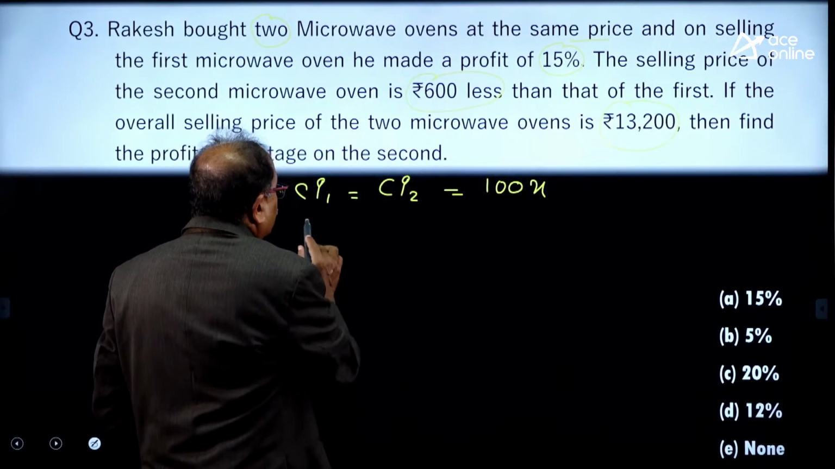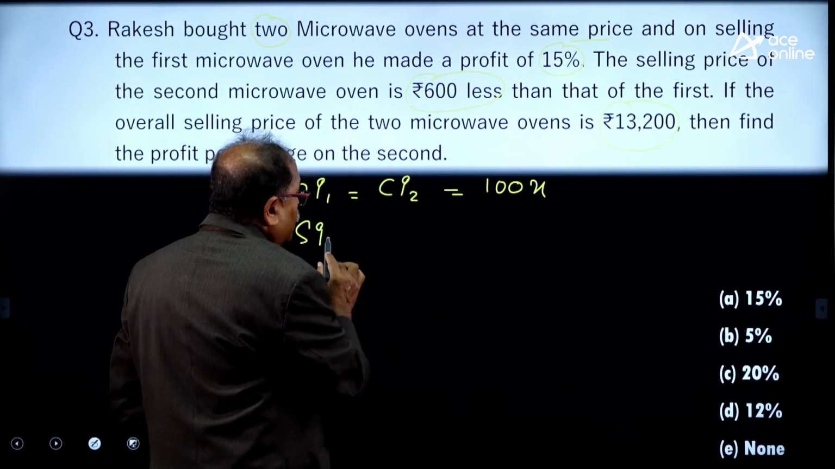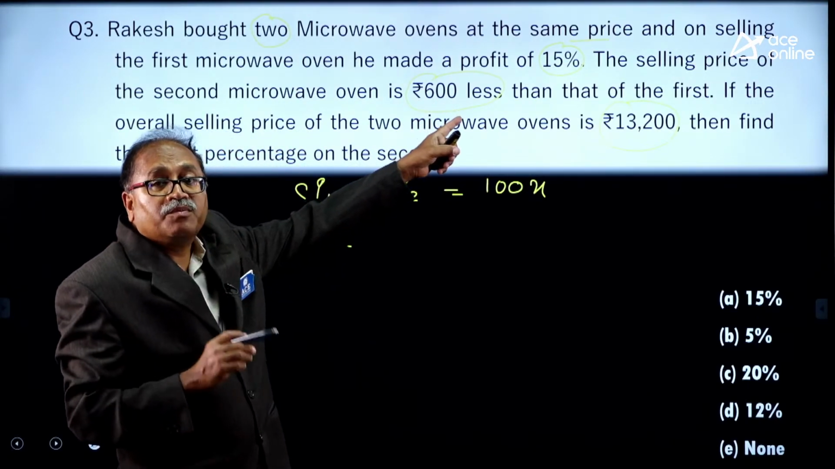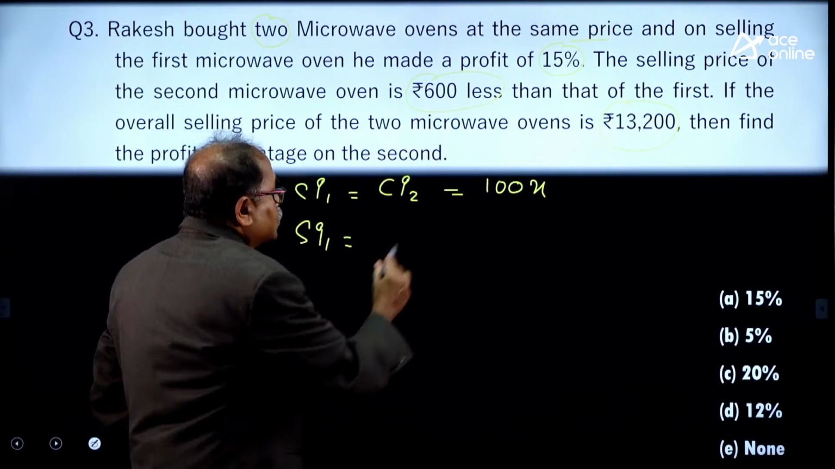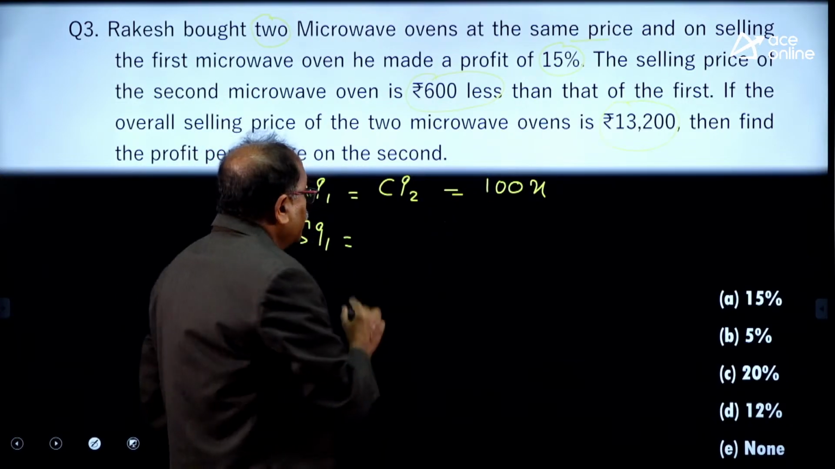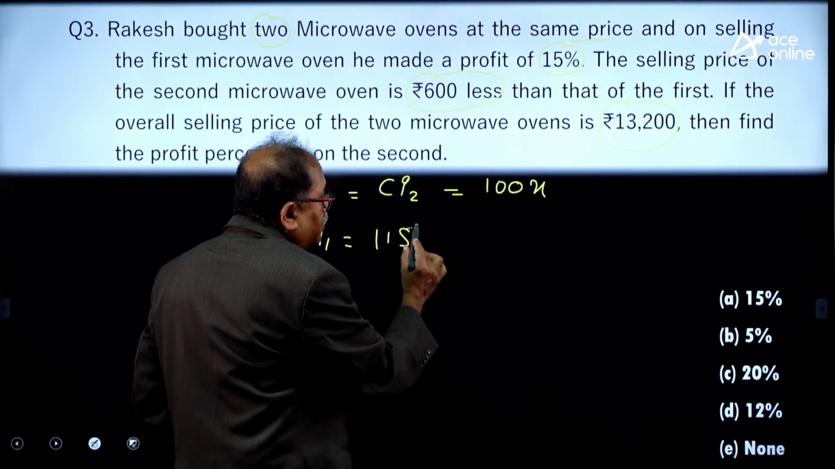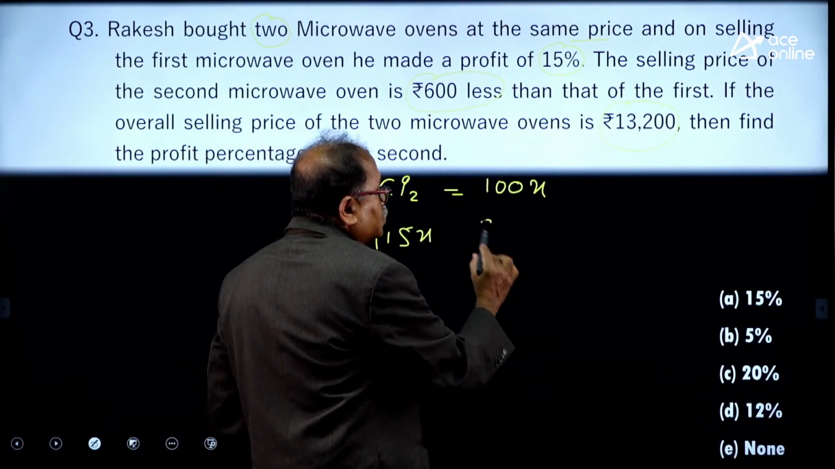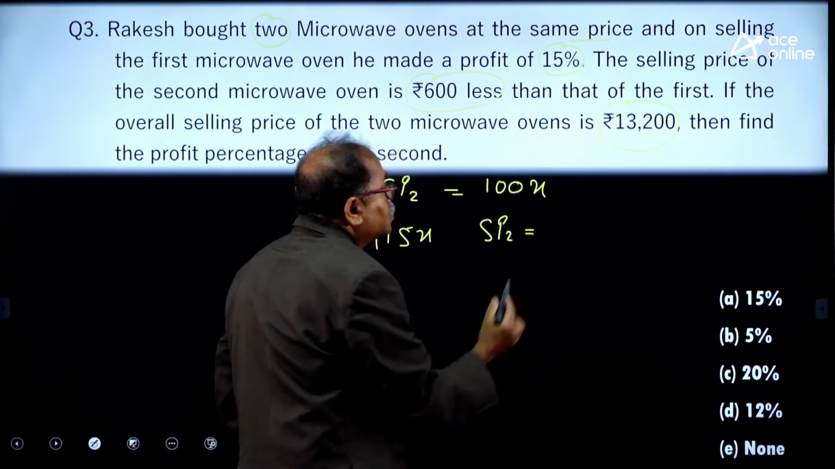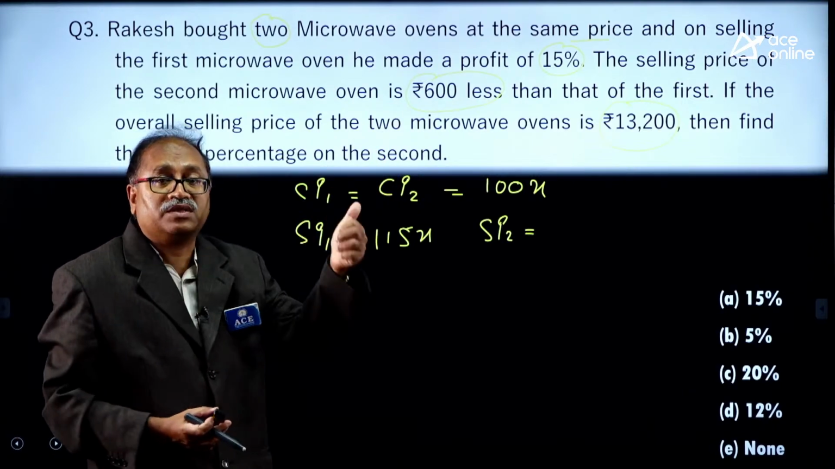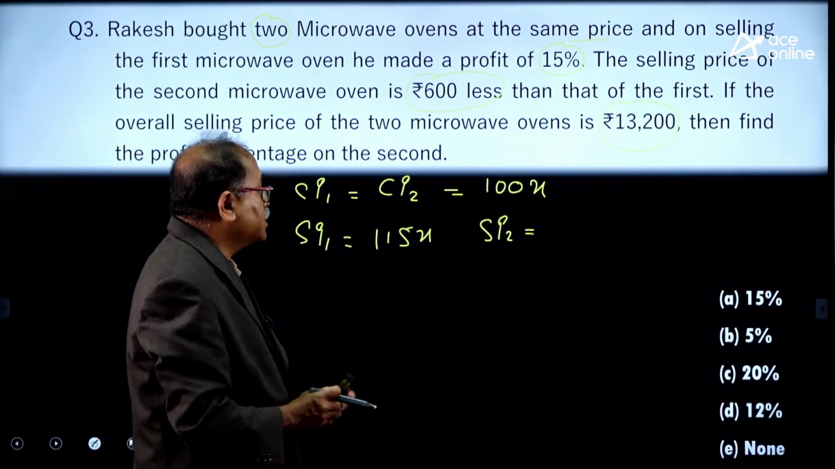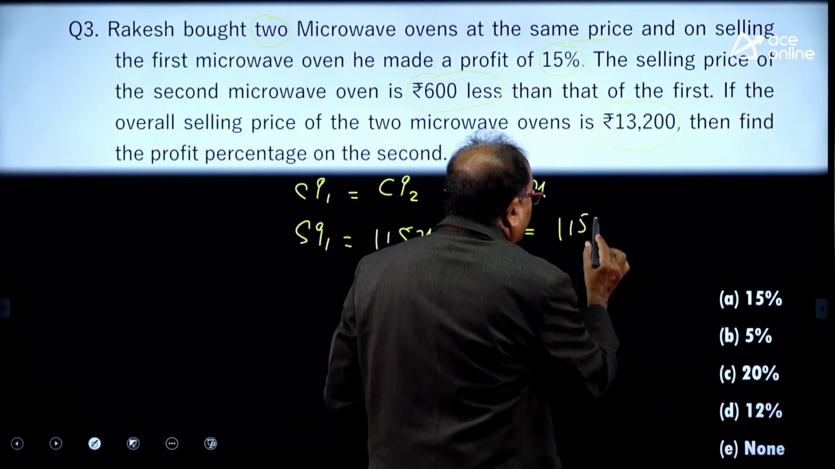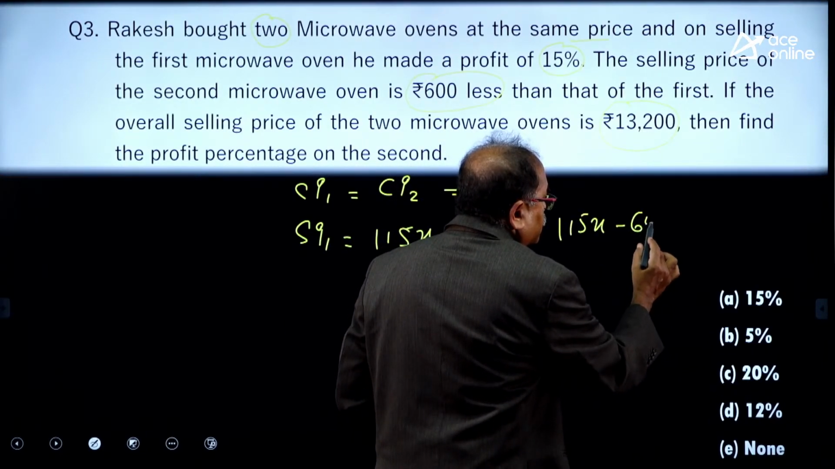So, what is selling price 1? In the first case, he is making a profit of 15%. So, that means 100 plus 15, 115%, 115x is selling price 1. What is selling price 2? The selling price 2 is 600 less than the selling price 1. That is 115x minus 600.